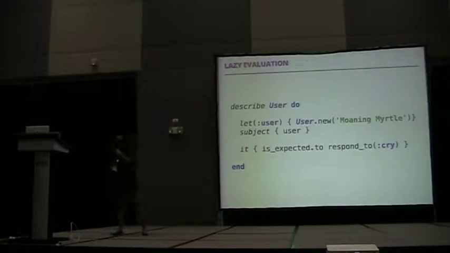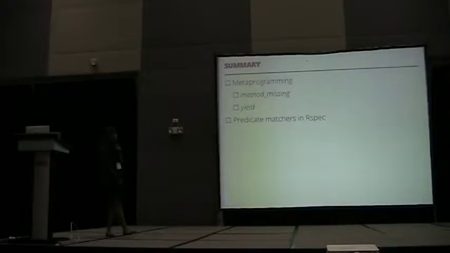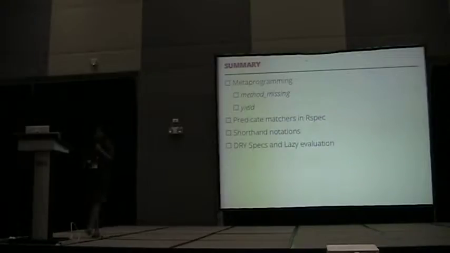So, in summary, what I talked about was metaprogramming, more specifically just method missing and the yield keyword. I spoke about predicate matches, dynamic predicate matches, and custom matches in our spec. I spoke about shorthand notations for functions, especially list functions, and I spoke about dry specs and lazy evaluation in our spec. This is by no means the best list that could ever be. This is by no means an exhaustive list of what Ruby lets you do.